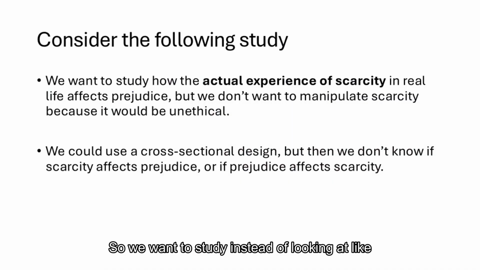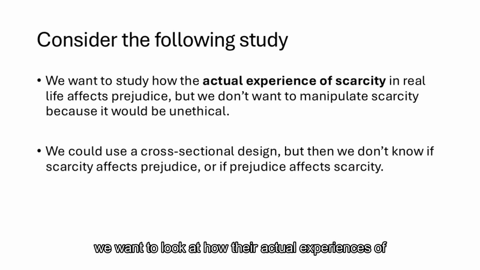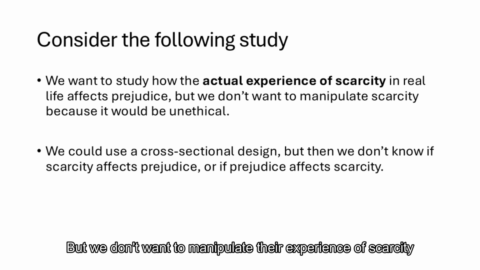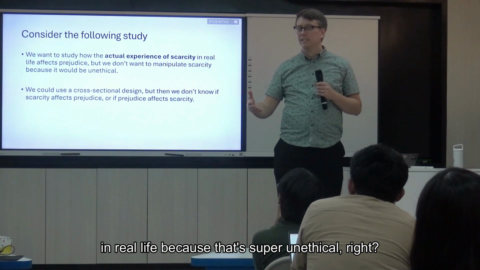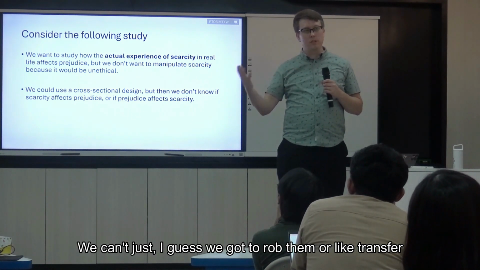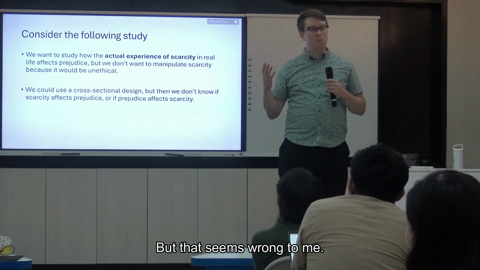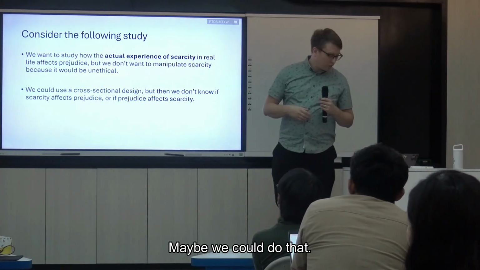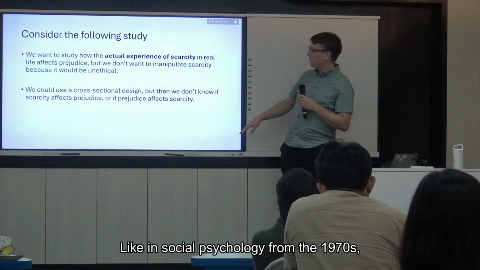So we want to study, instead of looking at people writing about a time of scarcity, how their actual experiences of scarcity in real life affect their prejudice. But we don't want to manipulate their experience of scarcity in real life because that's super unethical, right? I guess we could rob them or transfer all the money out of their bank account, but that seems wrong to me. Maybe we could do that in social psychology of the 1970s, but not now.